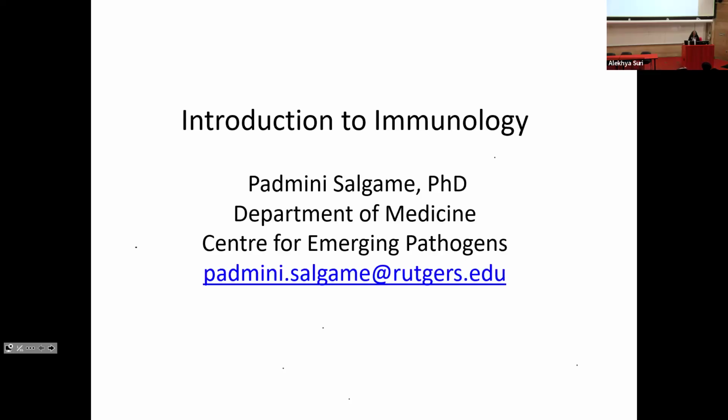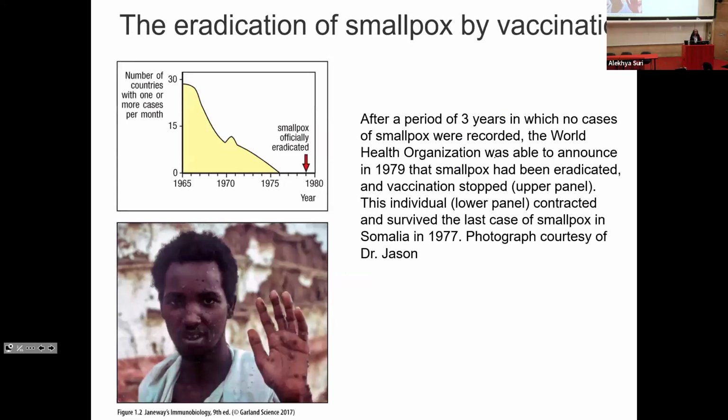So let's get started. Why is immunology important? It's really this discipline that has allowed us to make vaccines. And the most successful story is the eradication of smallpox by vaccination.